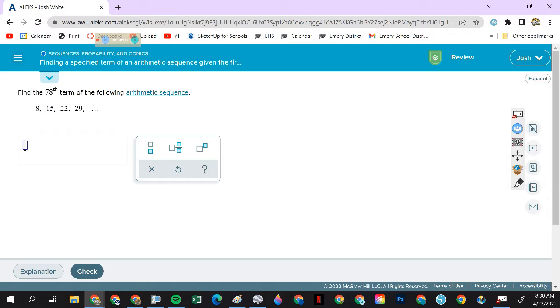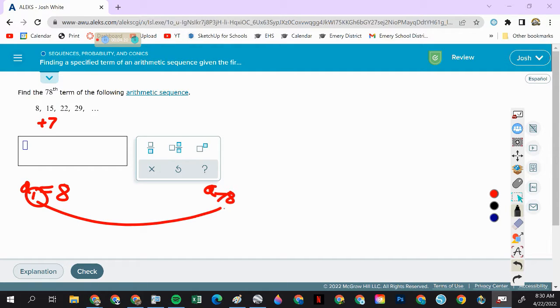Okay. Same basic idea. The format's a little bit different, though. My common difference is 7, and a sub 1 is 8. How many terms is it going to take to get to a sub 78? From here to here is 77 days. Each day has a plus 7 on it. And we have to add that to the original 8. And that will give me the 78th term. Okay? We good?